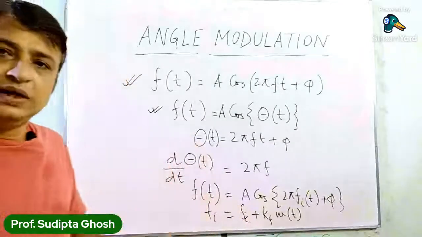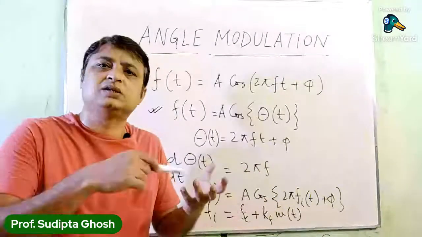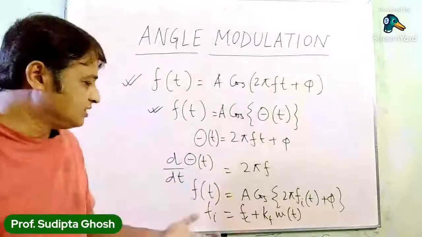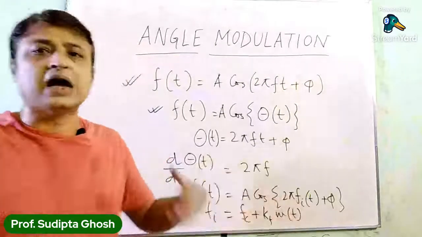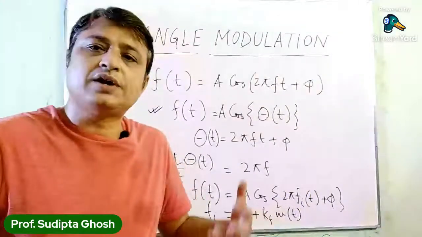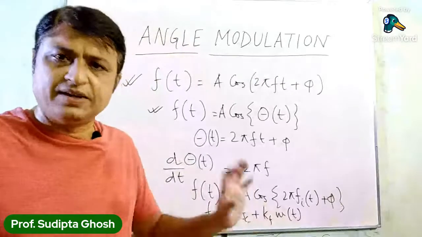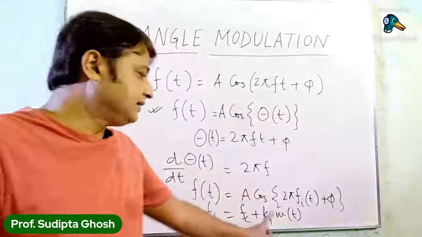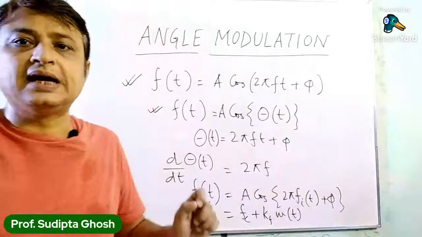Instantaneous frequency will be the summation of the carrier frequency, because the carrier frequency changes, so that is fc, plus a constant kf, that is how much of the frequency is actually changing. So that is the term kf, it is a constant term, and then the modulating signal, that is m(t).